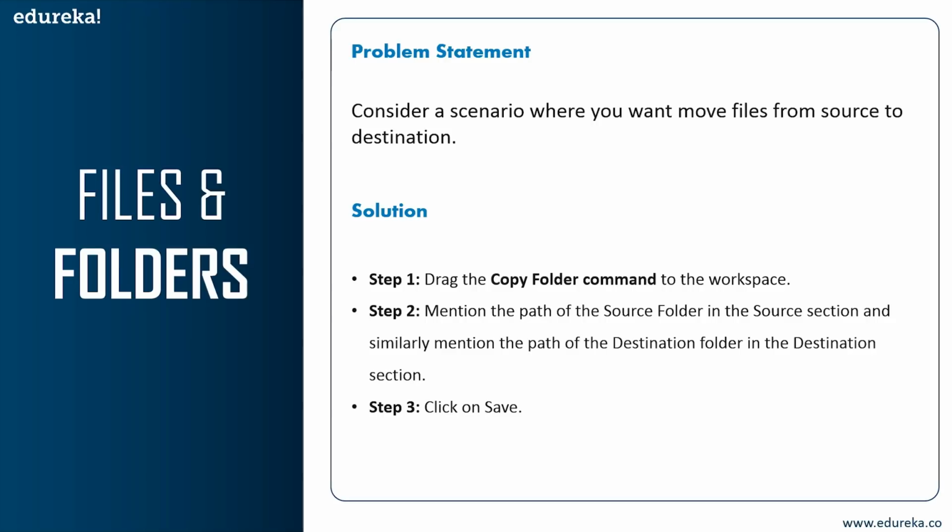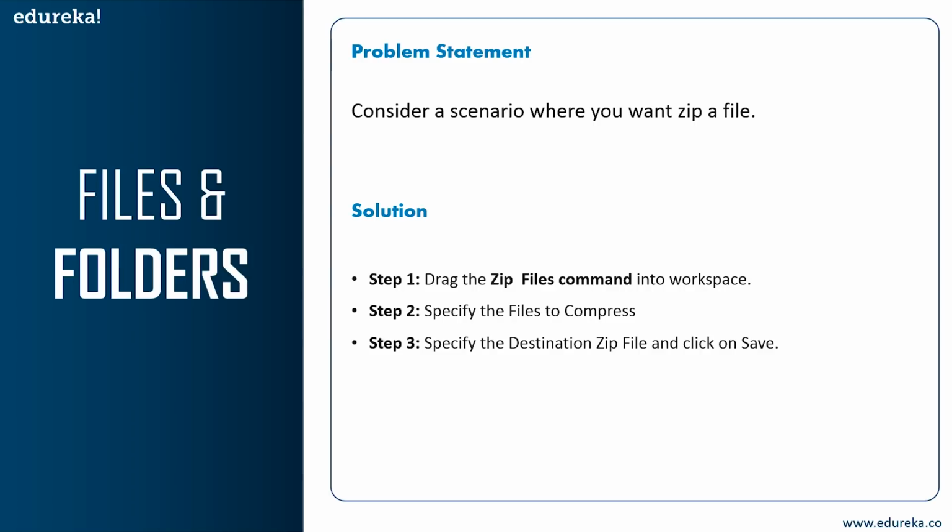Now apart from this, I'm also going to show you a scenario where we want to zip a file. So to zip a file, it's really simple. Again, you have to drag and drop the zip files command into your workspace, then specify the files you want to compress, and then specify the destination zip file and click on save. So let's just do that.